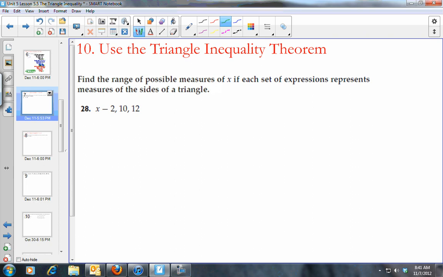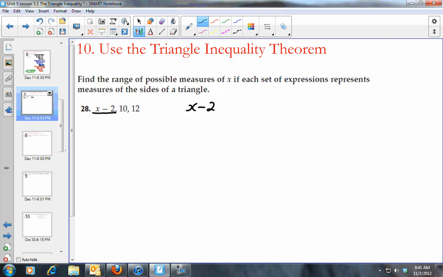Let's see. Find the range of possible measures of x if each set of expressions represents measures of the sides of a triangle. All right, so what we need to do here is first, let's treat our unknown as the smallest side. Well, no, how do I want to say that? Well, let's just do the same kind of thing we just got through doing.